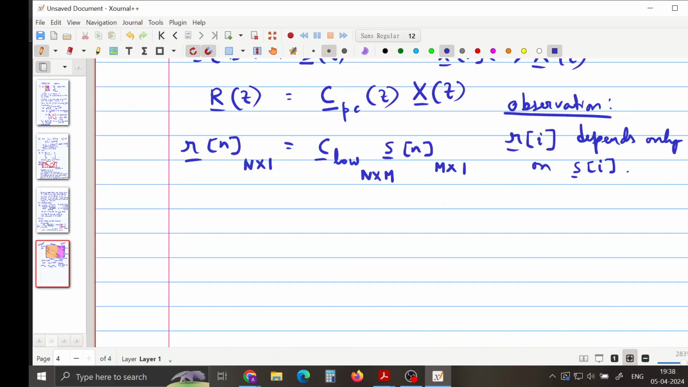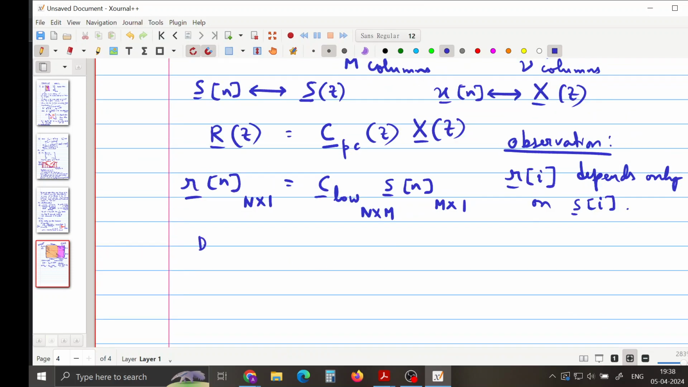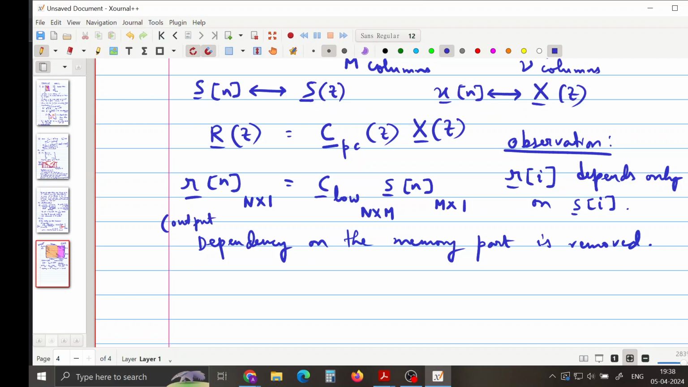So the dependency on the memory part is removed, and that's how I can get rid of the interblock interference. This R of n is basically my output vector, or the received vector, whatever you like to call it.